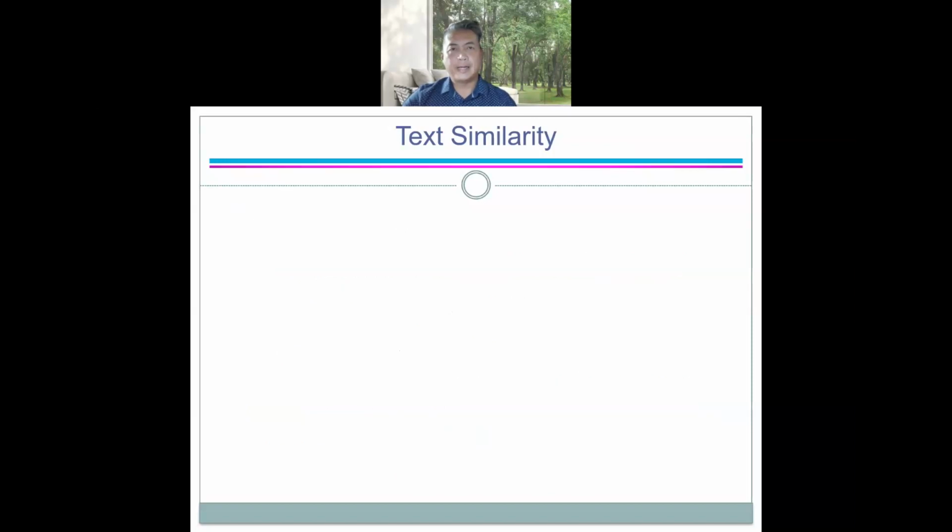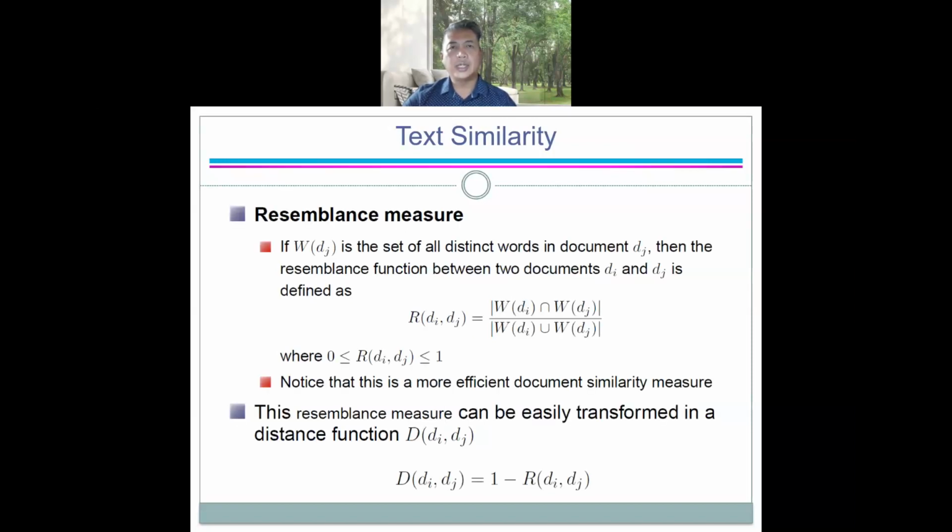The final ingredient for this lecture is text similarity. We use what we call a resemblance measure in order to measure the similarity of two texts. In this formula, we are looking at the number of words that intersect with each other divided by the number of words in the union of both texts.